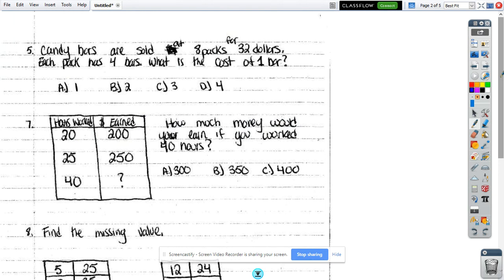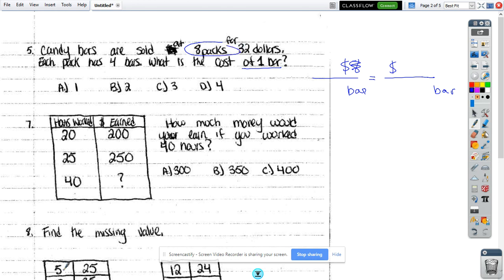Next question. Candy bars are sold at 8 packs for $32. Each pack has 4 bars. And it asks, what is the cost of 1 bar? So again, this is a unit rate problem. It's asking us for 1 bar. So let's set up our ratio. Something equals something. It says that candy bars are sold at 8 packs for $32, and each pack has 4 bars. It says, what is the cost for a bar? And here I have cost for a bar. Now here's the problem. It gives us packs.